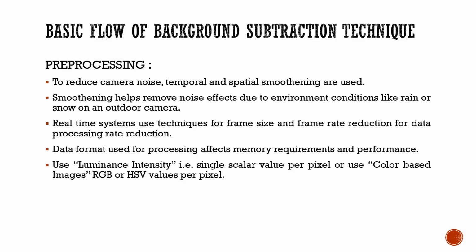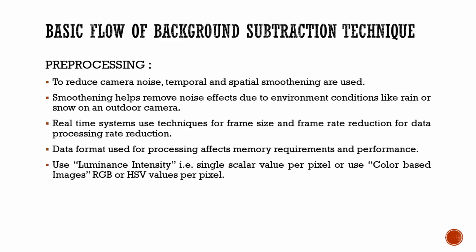Basically, it is used to reduce the camera noise by using temporal and spatial smoothing. Smoothing also helps to remove noise effects due to environmental conditions like rain and snow in an outdoor camera, which cause many inefficiencies. But for real-time systems, techniques are used for frame size and frame rate reduction for data processing rate reduction. Another issue to take care of in pre-processing is the format of data used, as it would affect the memory requirements, and hence the performance rate of processing.